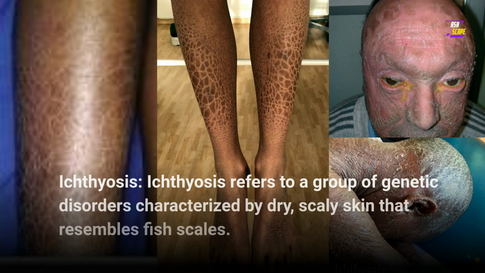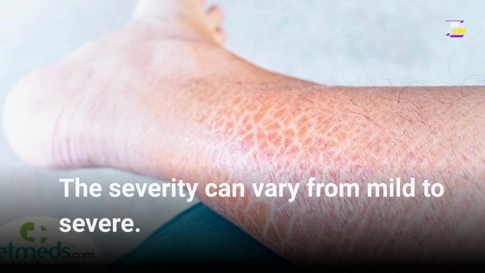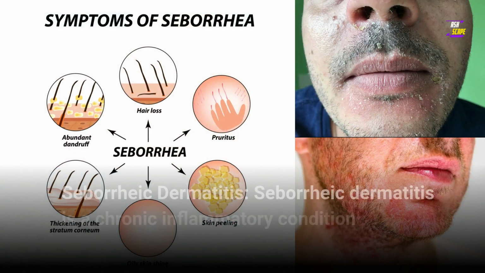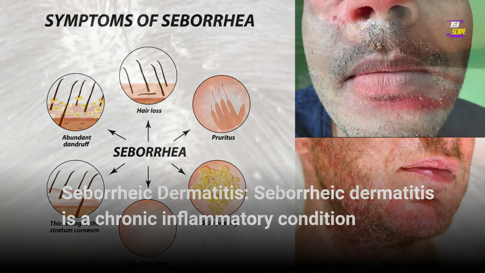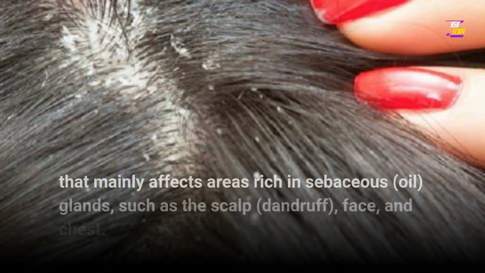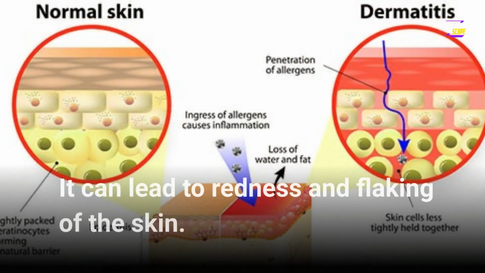Ichthyosis. Ichthyosis refers to a group of genetic disorders characterized by dry, scaly skin that resembles fish scales. The severity can vary from mild to severe. Seborrheic dermatitis. Seborrheic dermatitis is a chronic inflammatory condition that mainly affects areas rich in sebaceous, oil, glands, such as the scalp, dandruff, face, and chest. It can lead to redness and flaking of the skin.